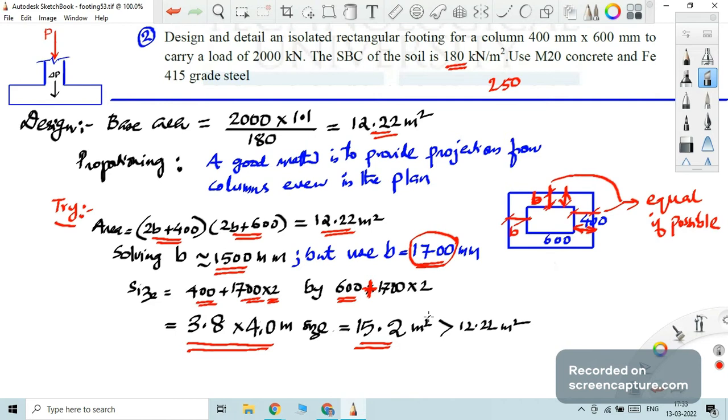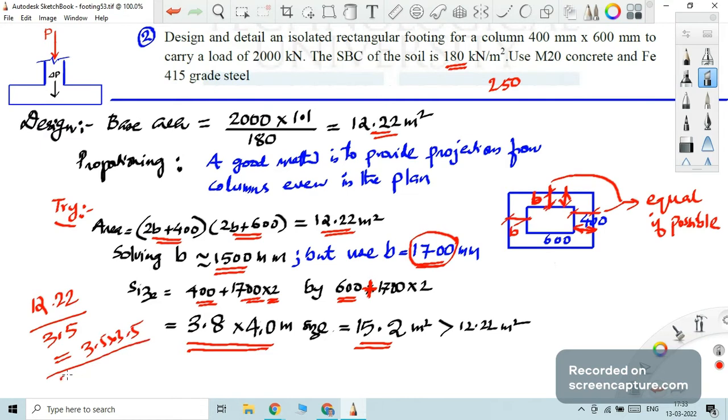So that is the initial proportioning, an easy way of proportioning a rectangular footing. But this may not work always. As I told you, if you have a property issue, if you have a depth or width restriction, instead of 3.8, suppose the width is restricted to 3.5, then this method cannot be adopted. What you have to do is, 12.22 is known, divided by 3.5, the restricted value. So 12.22 by 3.5 works out to be 3.5. So you can use a 3.5 by 3.5 square footing.